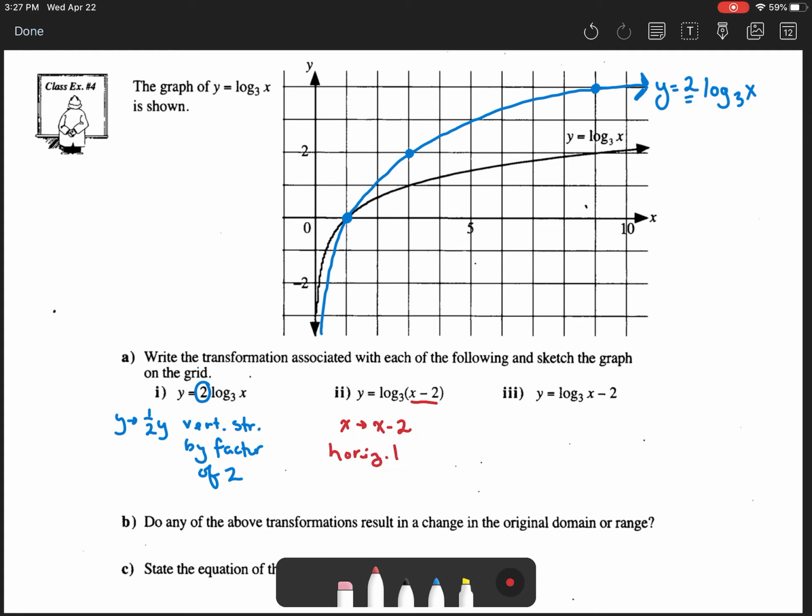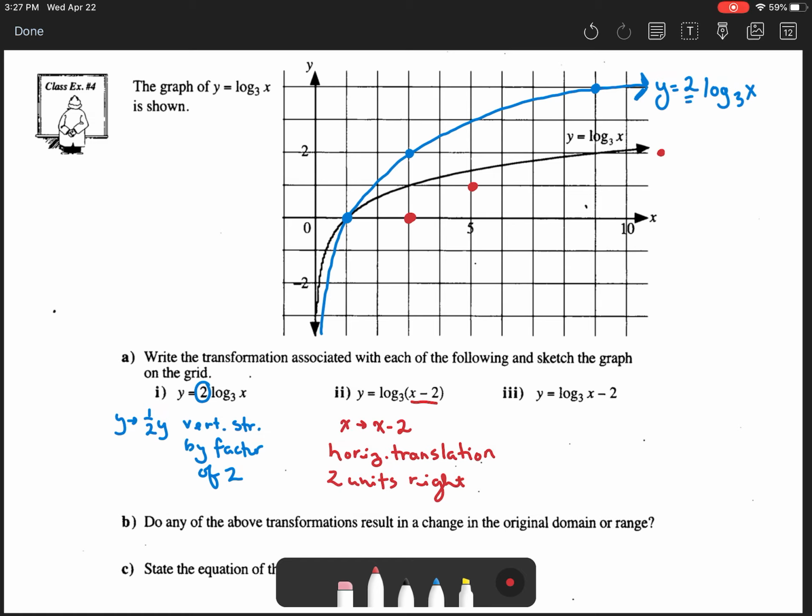All right, next one. In the next one, what's happened is it was log base 3 of x. It's now x minus 2. So you have replaced the x in the original function with x minus 2. That is a horizontal translation 2 units to the right. So you're going to pick up all the points on the original function and just move them 2 units to the right. So your x-intercept at 1 will now be at 3.